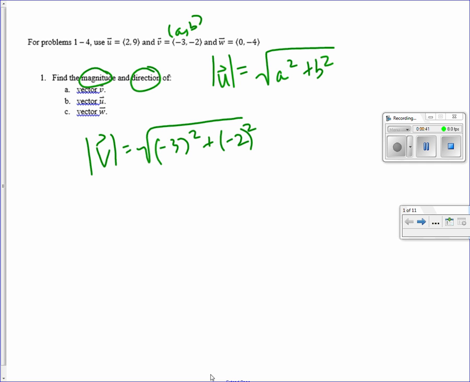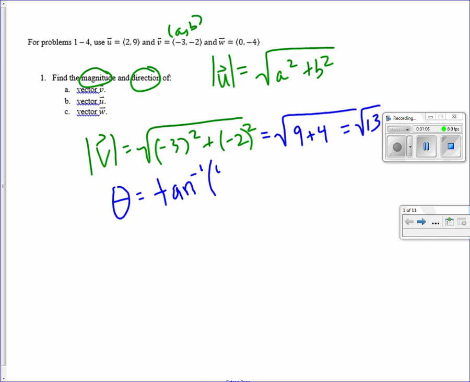plus negative 2 squared. Remember that even when you square a negative, you'll always get a positive number. So if your calculator is giving you a negative number here, that means you are forgetting to put your parentheses into the calculator. So you should be getting that the magnitude of vector v is radical 13. To find the direction of a vector, we're using the inverse tangent ratio, and it's always going to be the y over the x. So for the direction of vector v, we're going to type into our calculator the inverse tangent of negative 2, because that's the y coordinate, negative 2 over negative 3.